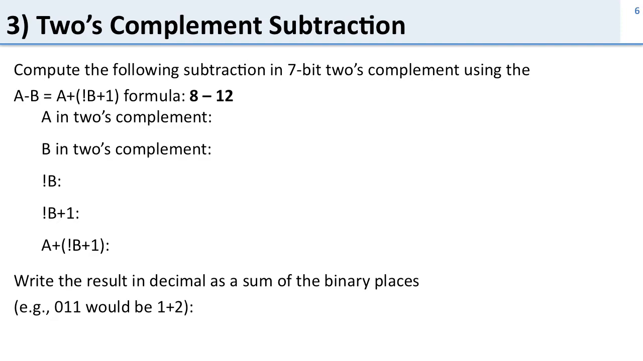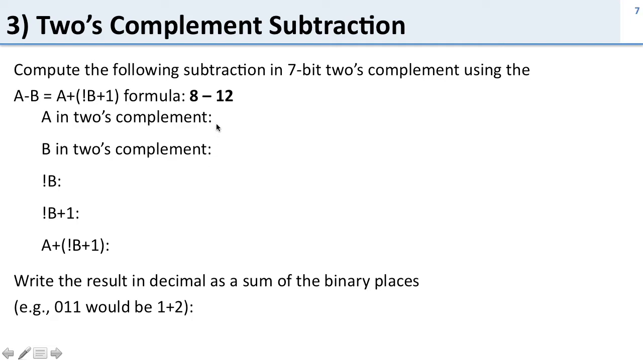Now let's take a look at doing subtraction in 2's complement, and we'll see how you can use the same approach every time. I gave you this problem to subtract in 7-bit 2's complement: 8 minus 12. I told you to remember the formula here. In 2's complement, a minus b is a plus not b, so we invert b and add 1. So let's take a look at this.